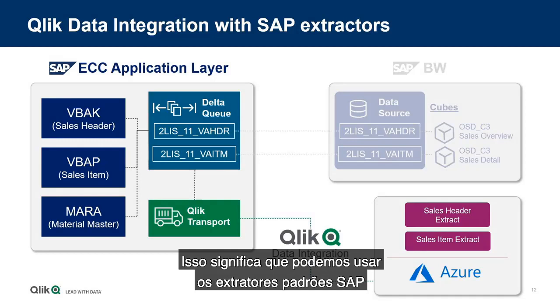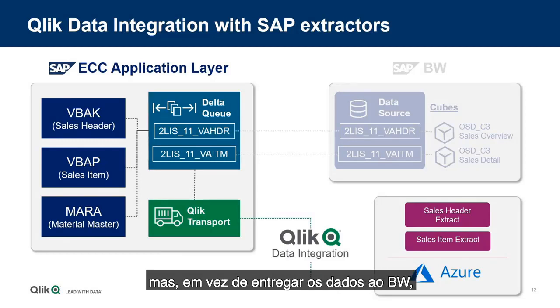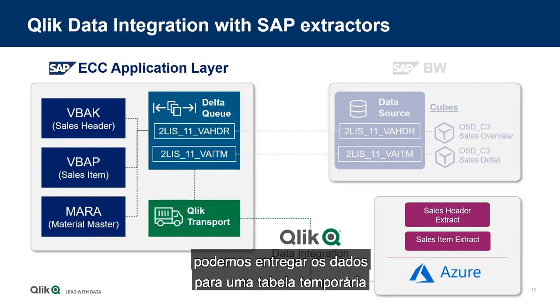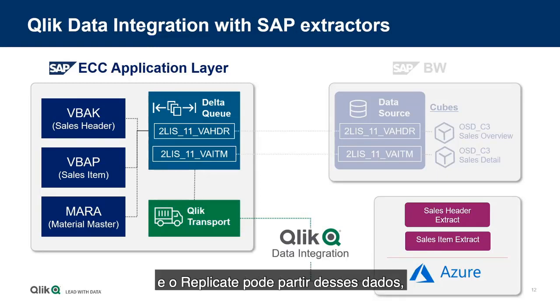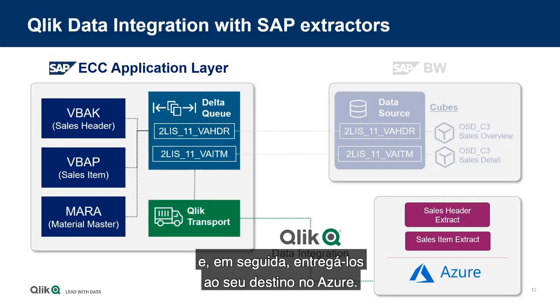This means we can use the standard SAP extractors or even any custom extractors that you've built, but instead of delivering the data to BW, we can deliver the data to a temporary table, and Replicate can source that data again through the application layer and then deliver it to your Azure target.